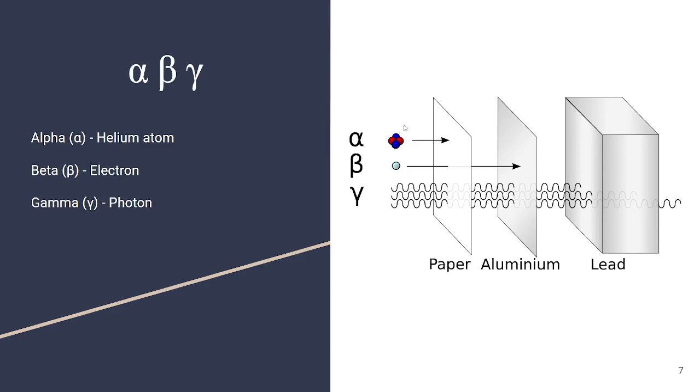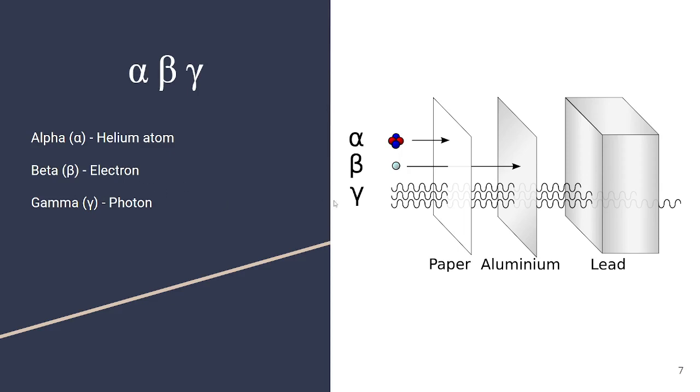Alphas are the most massive. They're going to be stopped by paper. They're going to be stopped by your skin. They're not going to go very far. They're going to be interacting with stuff, and since they're so heavy, they're going to be constantly hitting all these particles in the air and slowing down until it doesn't matter anymore. So if you have an alpha source outside, it's not going to do a lot to you. Inside's another issue. We'll get to that.